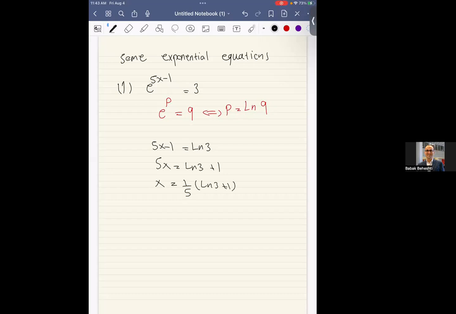If you want the numeric values of this, like in decimals, you can use your calculators. So for example, let me use my calculator. So what is ln of 3 plus 1 divided by 5? So this number is around 0.42.